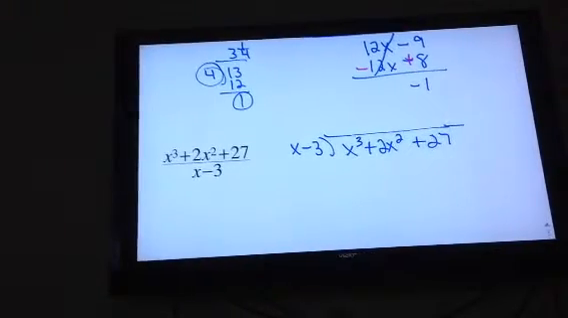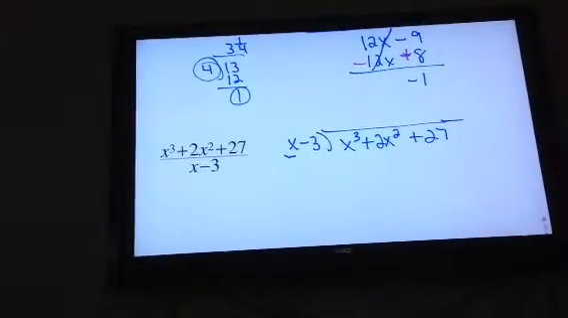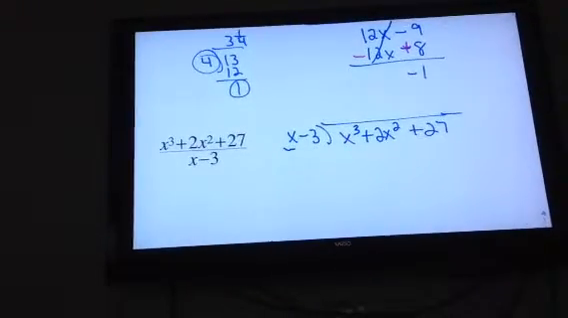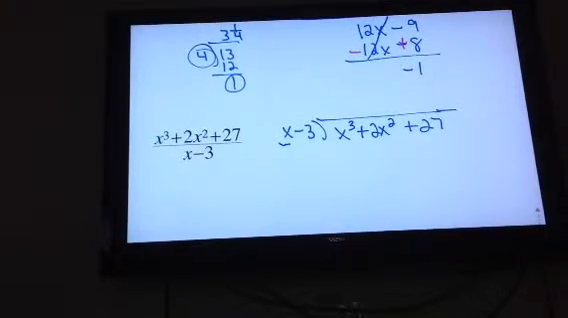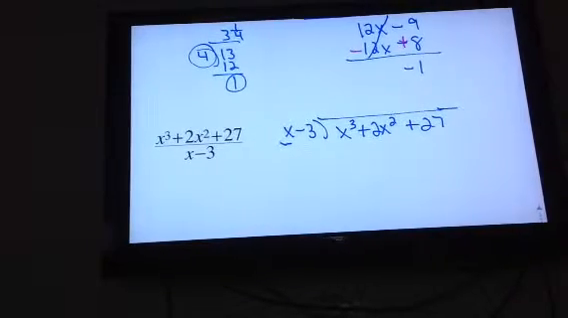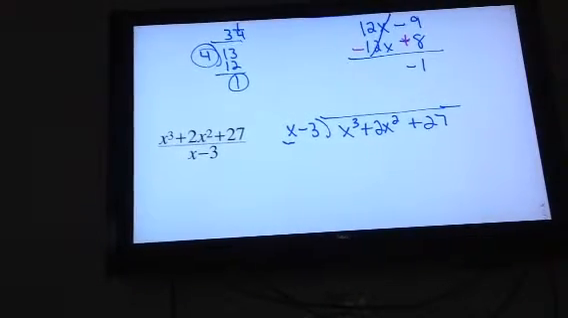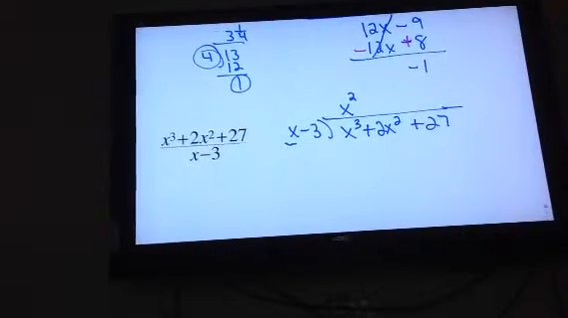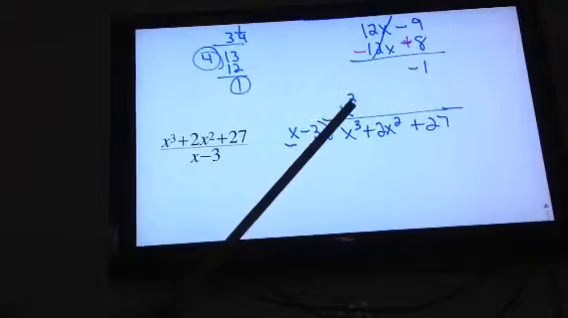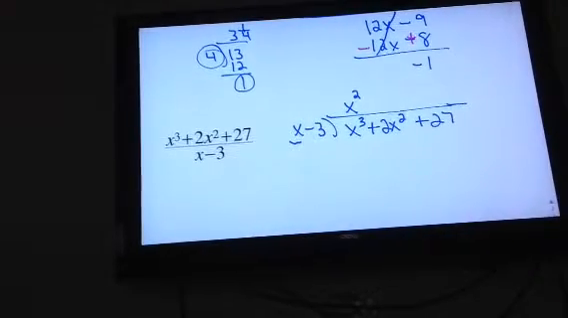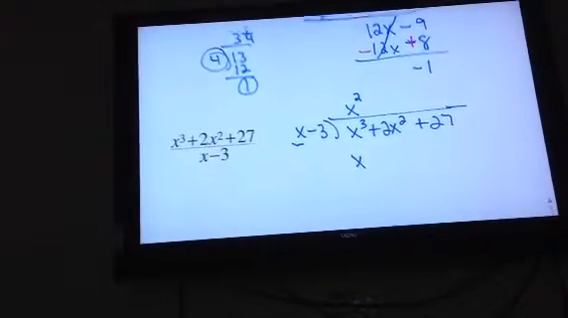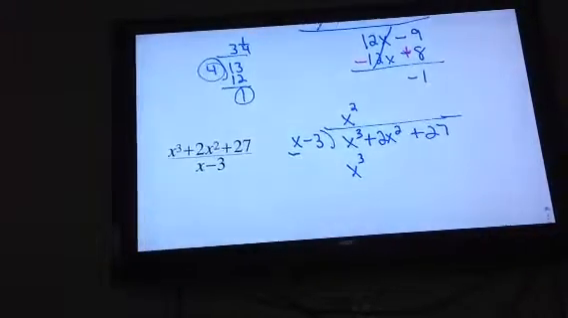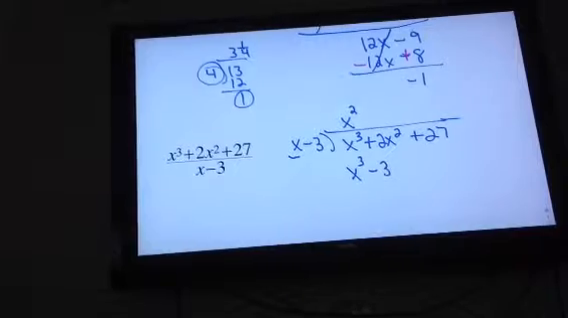Okay, so I'm going to use my x here. I'm going to take x divided into x to the third. Or again, you could ask yourself, what do I multiply x by to get x to the third? And that would be x to the second. Put that up top and I distribute through. So x to the second times x is x to the third. X to the second times negative 3 is a negative 3x to the second.